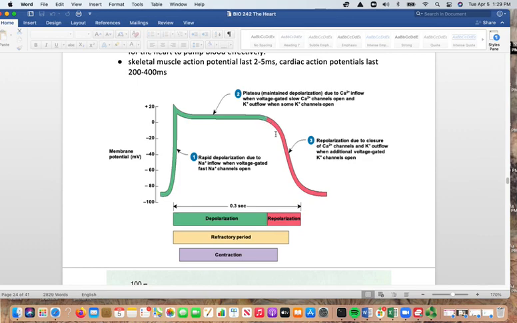And then you have repolarization here in the red. This is going to be due to the calcium channels closing and the potassium outflow. So the refractory period is highlighted in this yellow. Here is when it cannot contract again. And then the contraction phase is here. It's a little bit shorter than the refractory period.